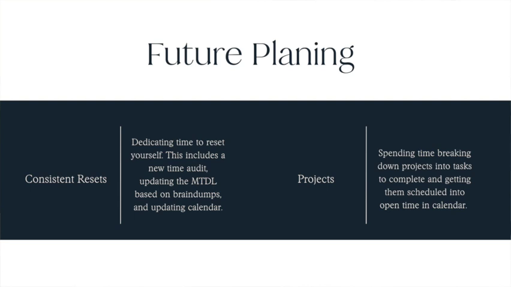So in order for you to be able to get bigger projects done, we want to spend some time in our open time of our calendar breaking down these projects into smaller bite-sized tasks that we can complete and putting those things into our open time in our calendar so that when we show up during that time in our calendar, we know what task needs to get done and we start to get things done for our projects.